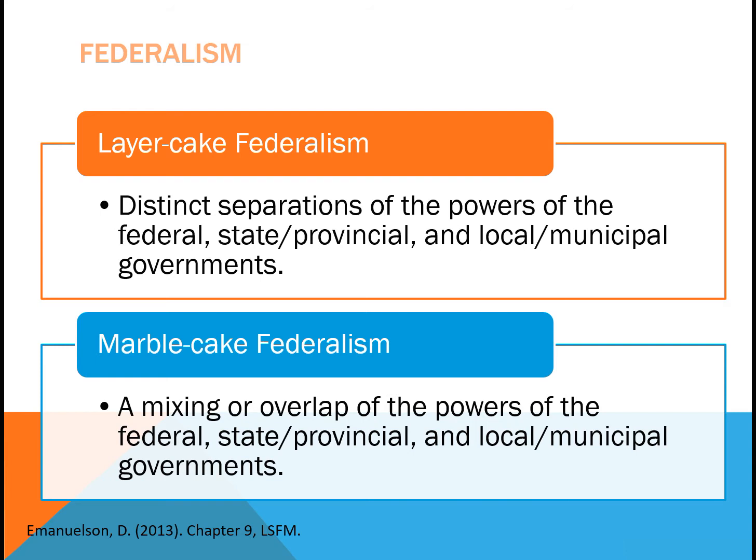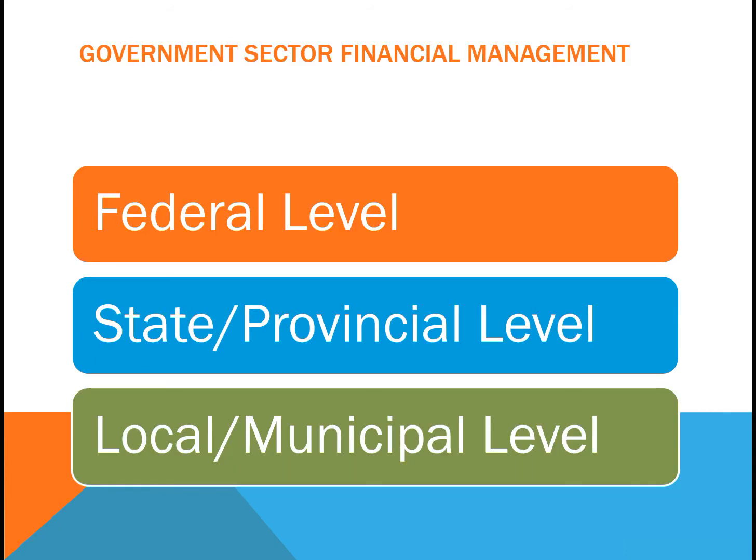So looking at parks, layer cake would argue that there are national parks that provide completely different services than those provided by state and local park systems. Where the marble cake approach would argue that national parks provide services that are similar to those provided by state and local park systems. And you can think of healthcare. Most of it's a layer cake type of system.